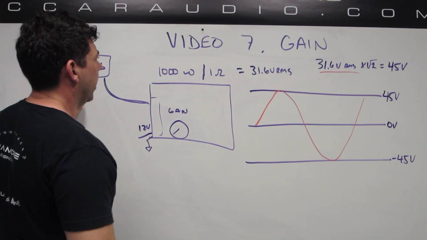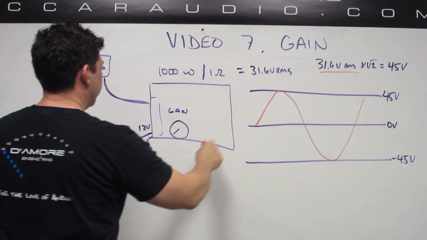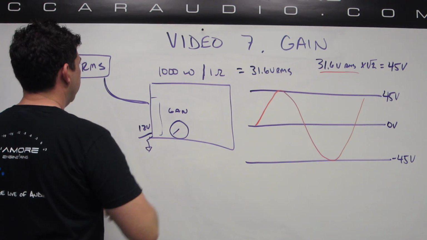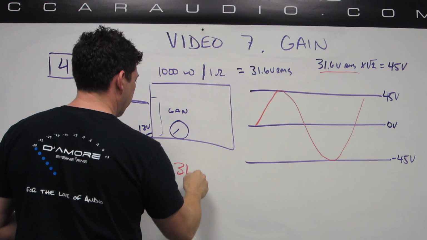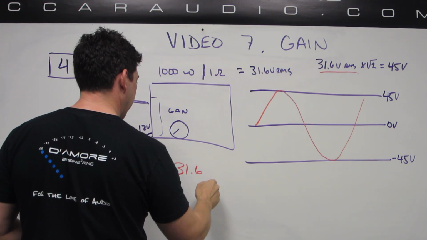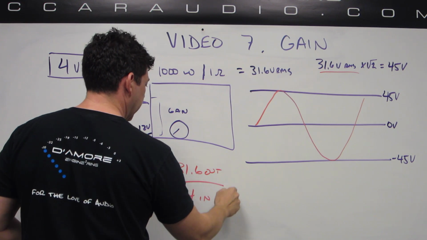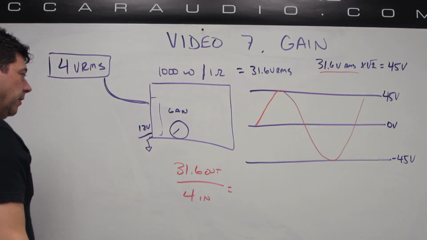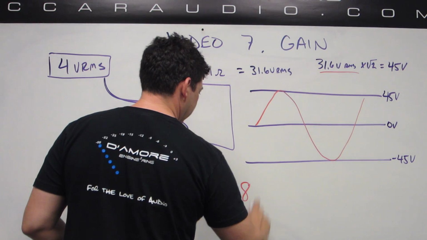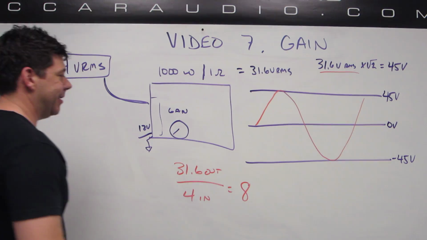Well, if there's 4 in and we need to get this out, then the gain needs to be 31.6, which is the output of the amp, divided by the 4-volt input to the amp on the RCA. Do the math on that, we'll see it's about 8. So the gain needs to be 8.